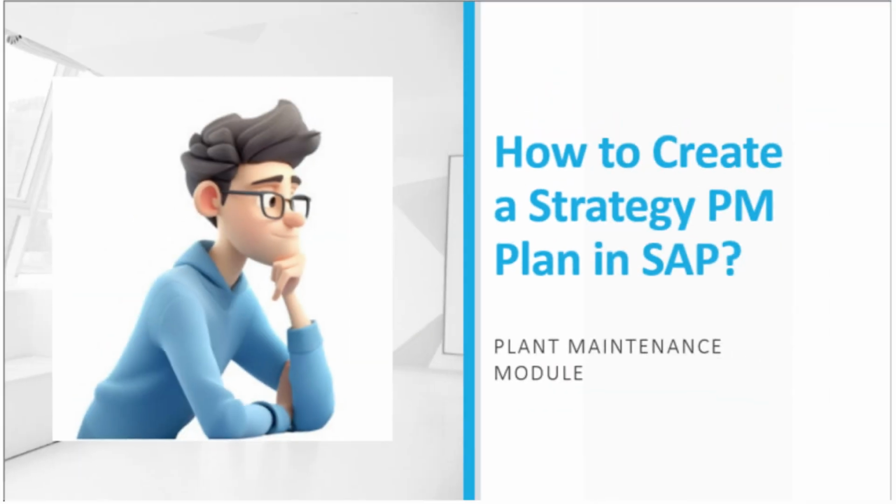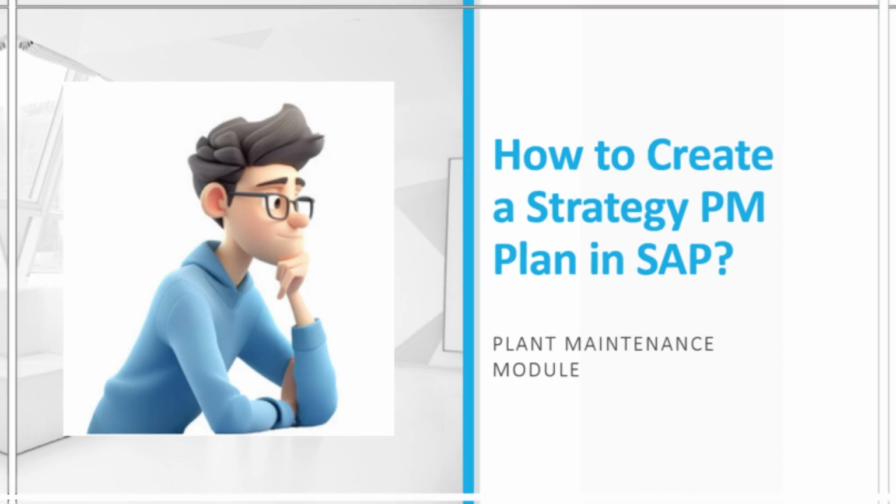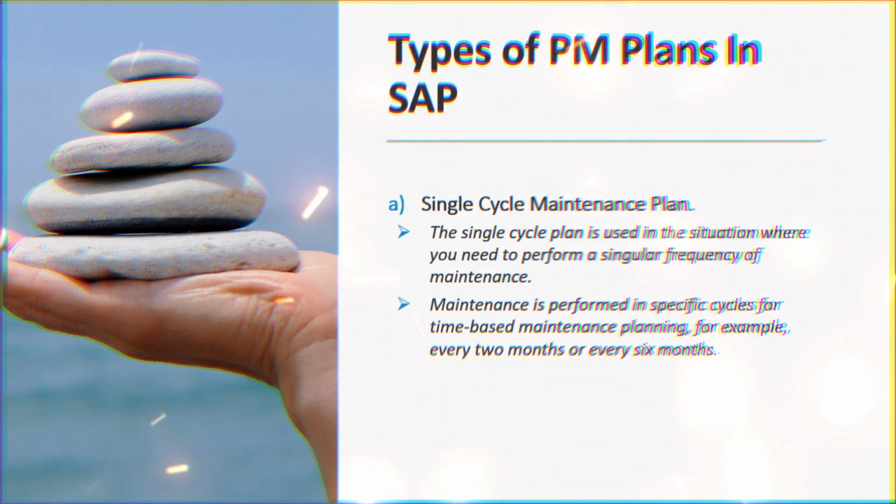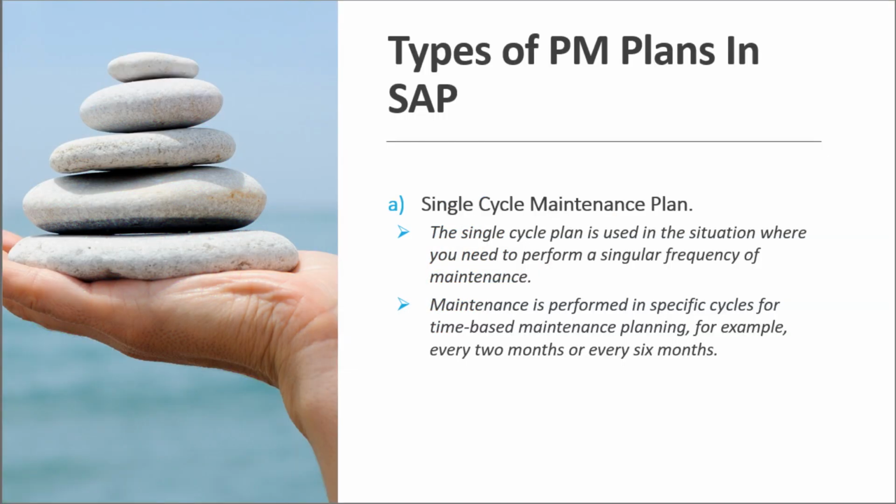Hello friends, in this video we will learn how to create a strategy PM plan in SAP. In the plant maintenance module, there are two types of PM plan. Number one is single cycle maintenance plan and the other is strategy PM plan. A single cycle maintenance plan is usually a time based plan in which the frequency is fixed. For example, if you want to do maintenance on any equipment after a fixed interval of 3 months, then you prefer a single cycle maintenance plan.